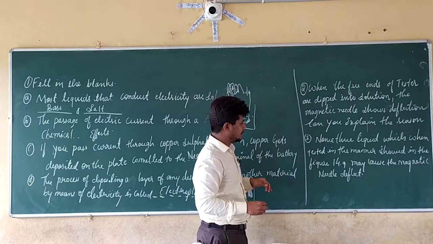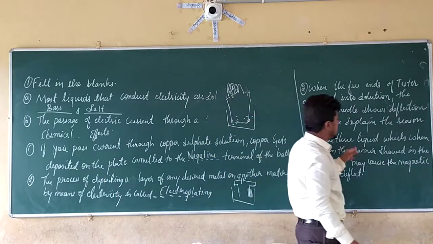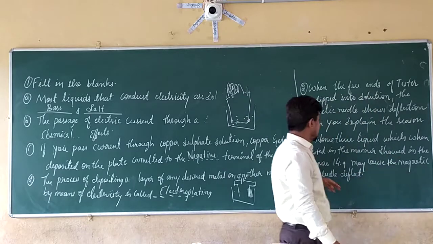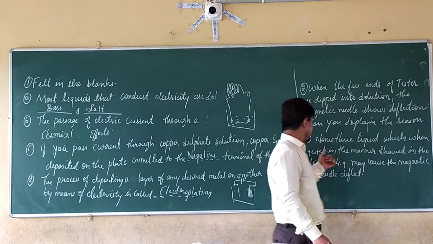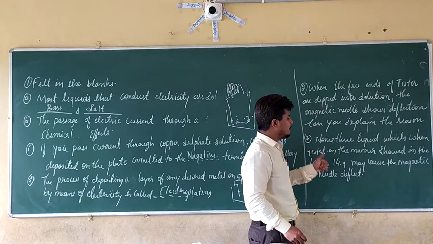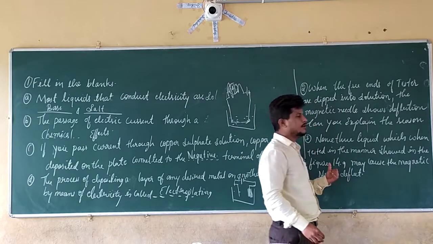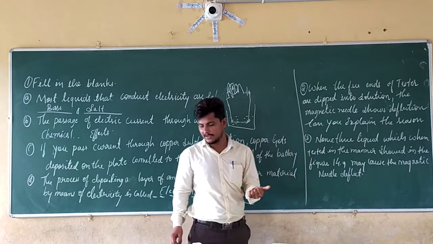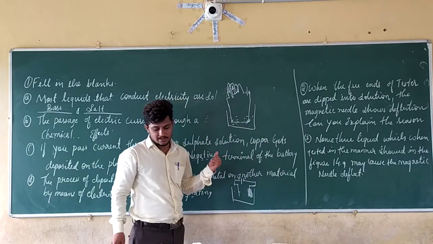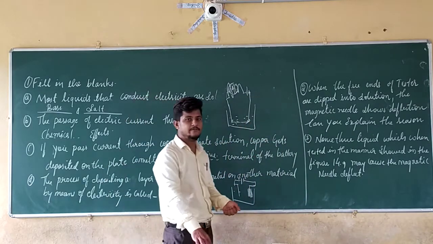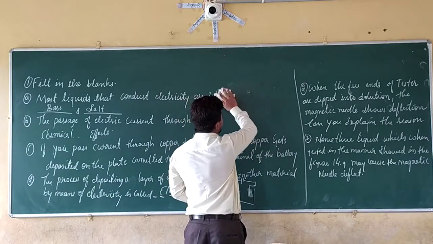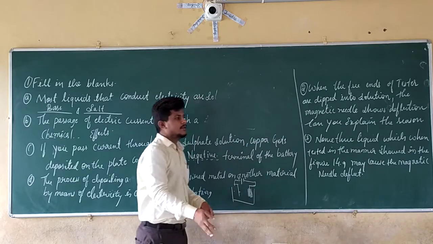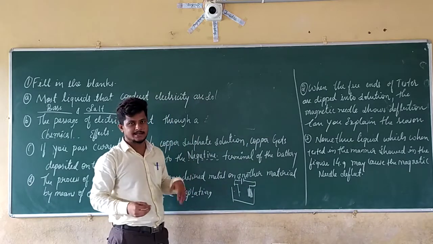Now main question number 3. Name 3 liquids which, when tested in the manner shown in figure 14.9, may cause the magnetic needle to deflect. In your textbook the figure is given. By seeing that figure, we have to name 3 liquids which are going to conduct the electricity.